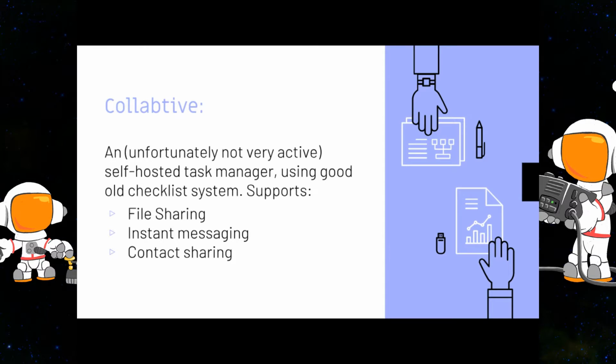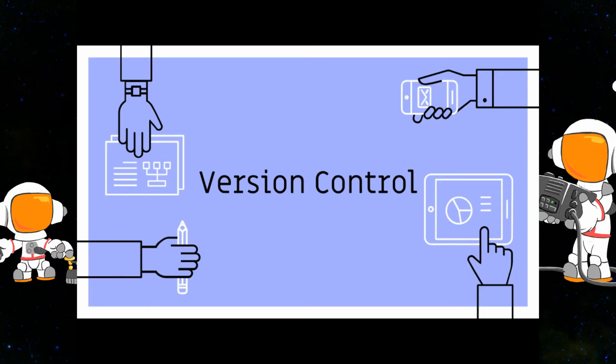Collabtive, I'm kind of harping on Collabtive because it's not very active right now, but it is a self-hosted task manager. In my personal opinion, it's one of the easiest self-hosted task managers to use. It uses a good old simple checklist system, but my goodness, does it do it well. It also has file sharing, instant messaging, and contact sharing. It has quite an extensive amount of features in regards to synchronizing information between different team members. There is plugin support, but all the plugins that I am aware of for this service are paid.